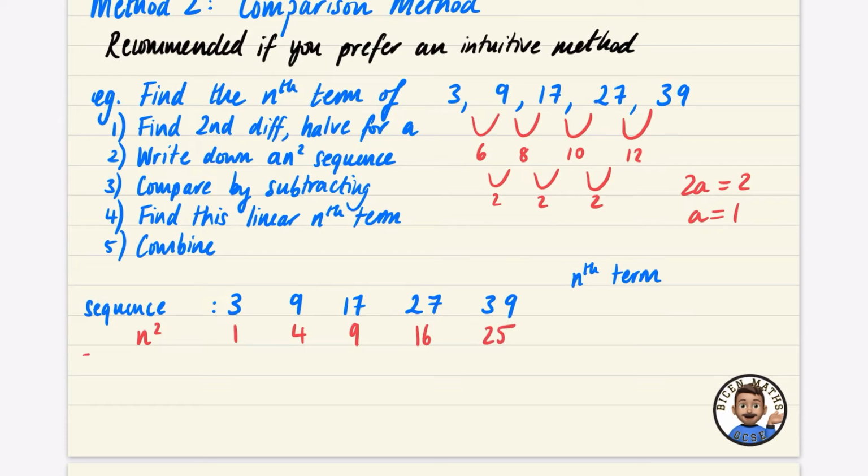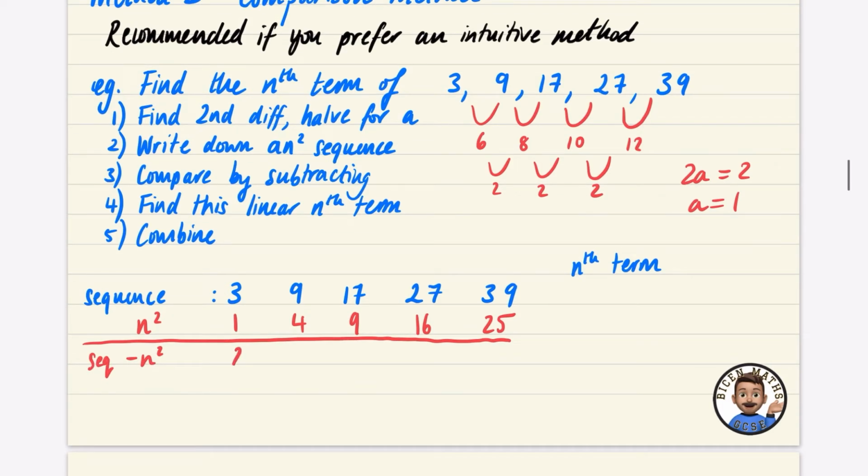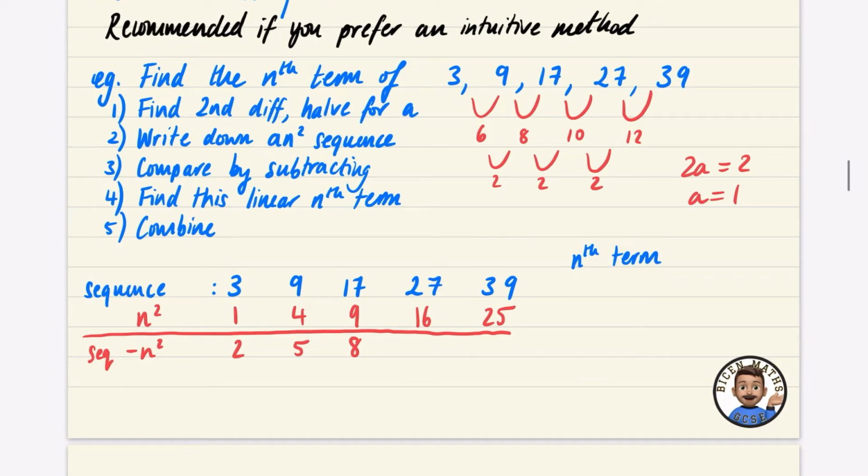Then we are going to compare these by subtracting them. So when I subtract them, this is our sequence, subtract n squared. 3 take away 1 is 2, 9 take away 4 is 5, 17 take away 9 is 8, 27 take away 16 is 11, and 39 take away 25 is 14. So we're saying, how is our sequence different to the n squared sequence? We know it has to be the n squared sequence because the second difference is 2, and we've already said that the coefficient a is decided by half of this.